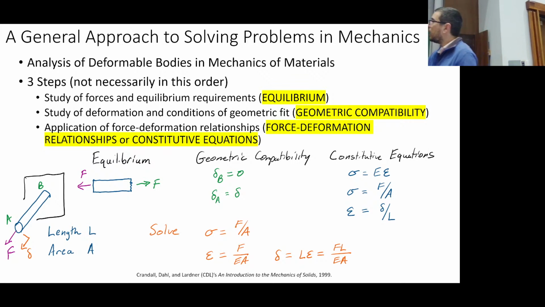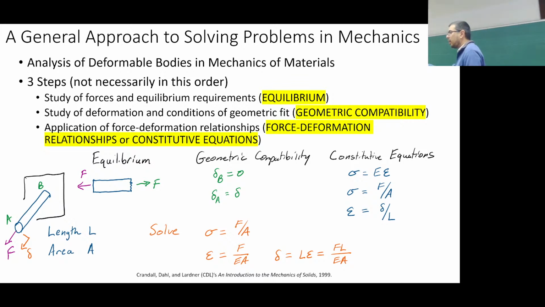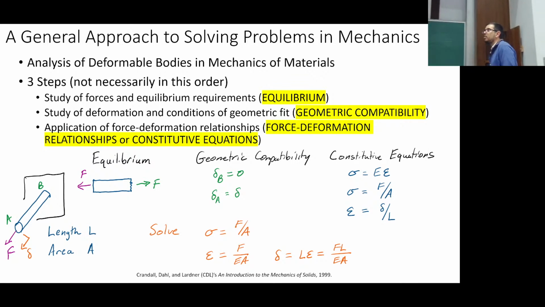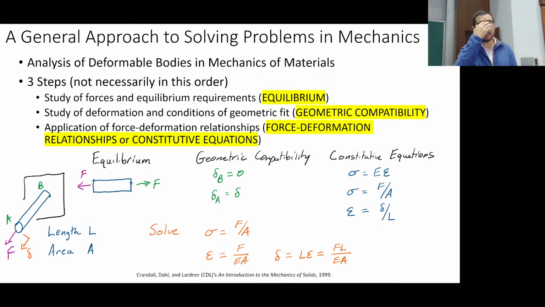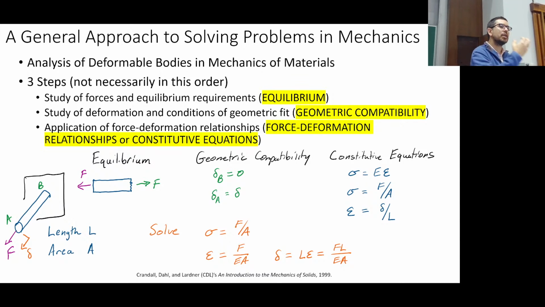So when I took the class, the professor went up and would essentially say, look, this is the force category. This is the geometric compatibility category. These are the constitutive relationships. And it turns out when you do something like multiphysics later on, it's a good idea to be able to break it up and compartmentalize into these 3 areas.